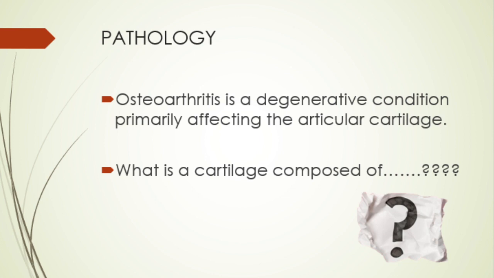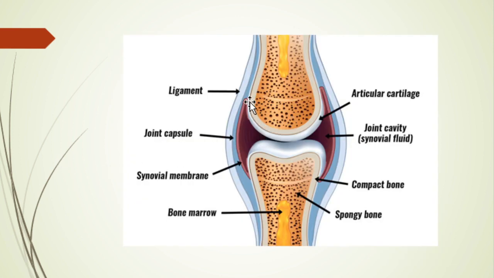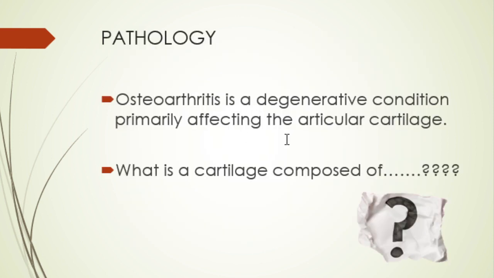Then pathology. Osteoarthritis is a degenerative condition primarily affecting the articular cartilage. What is articular cartilage? We have seen in this diagram that the articular cartilage is the cartilage which surrounds the bone participating in the formation of a joint. So in osteoarthritis, the degeneration of the articular cartilage occurs. Firstly, we will see what the cartilage is composed of. As the main role here is of articular cartilage, let us understand how it is made up so that we can understand its degeneration.